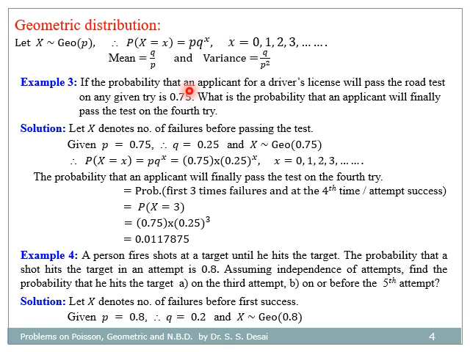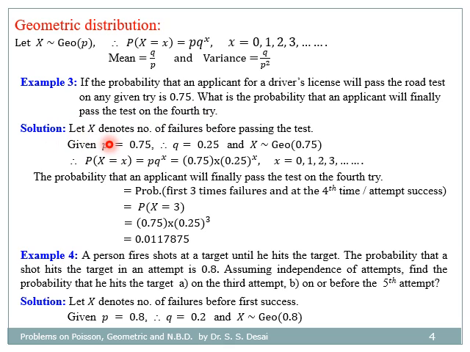If the probability that an applicant for a driver's license will pass the road test on any given trial is 0.75, what is the probability that an applicant will finally pass the test on the fourth trial?